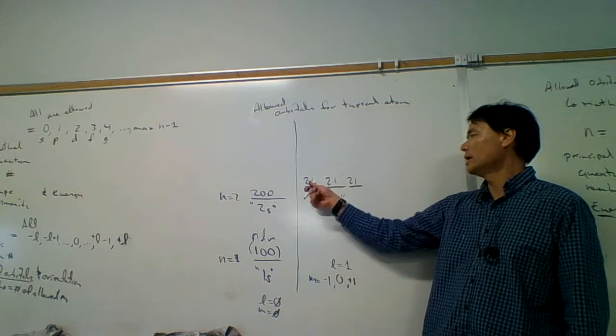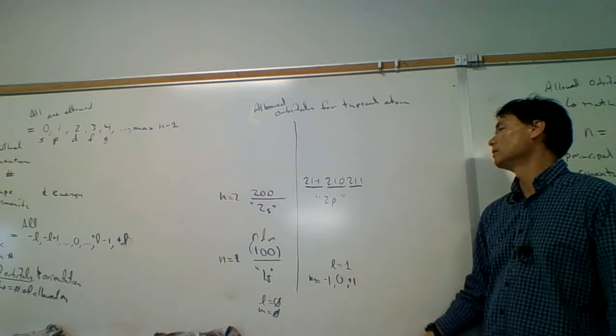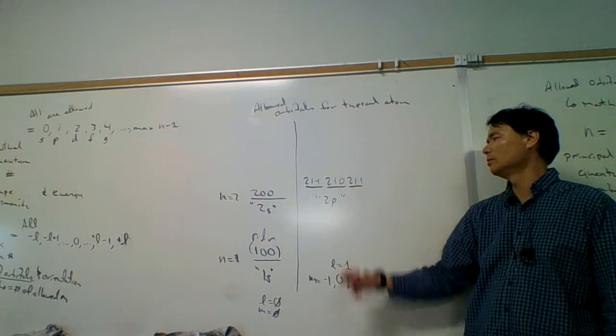So if L is equal to 1, then M varies from -1, 0 to +1. So these are my three 2p orbitals. I have the 2, 1, -1, 2, 1, 0, and 2, 1, 1.